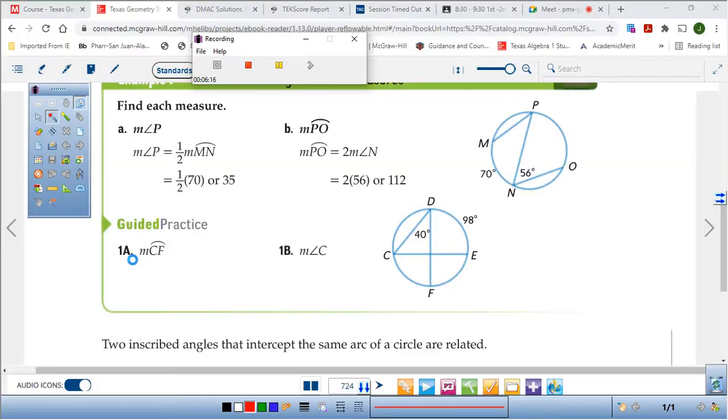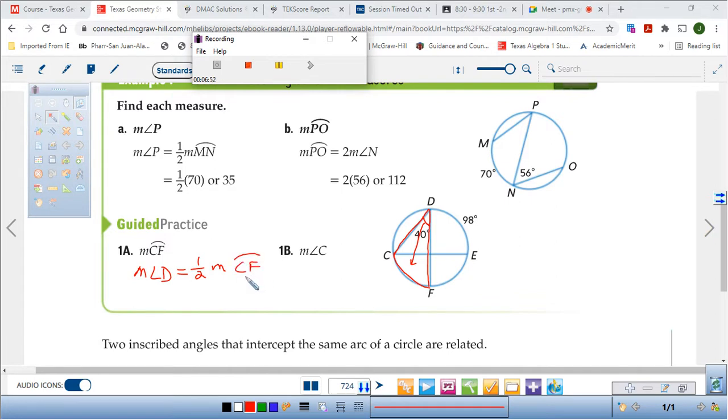So we're going to find the measure of arc CF. So CF is right here. Okay, that's not too bad because there's this inscribed angle right there. You see it? So this angle here, and then regarding that one over here, you can say that the measure of angle D is equal to half of CF, right? Measure of arc CF.